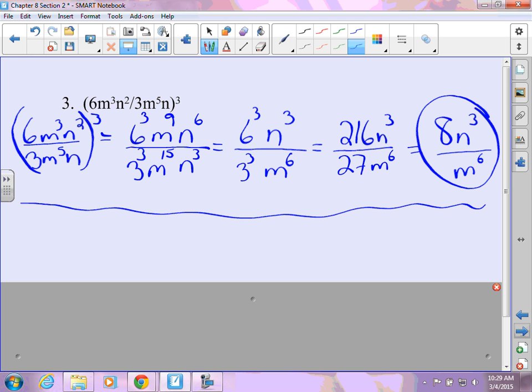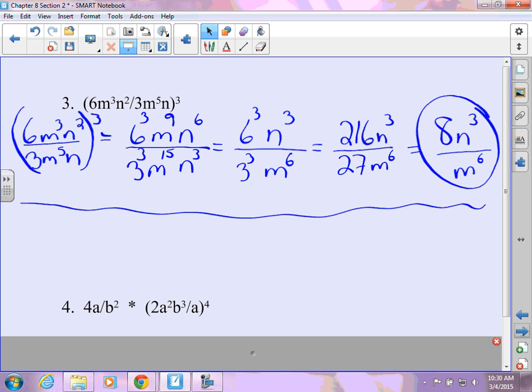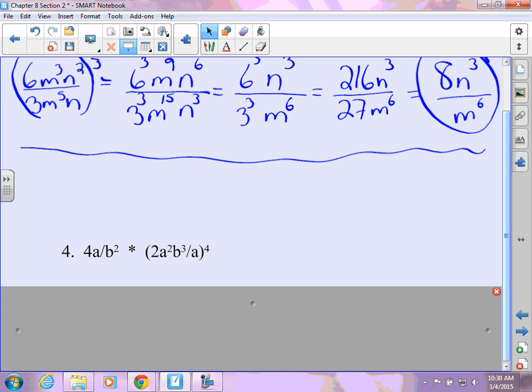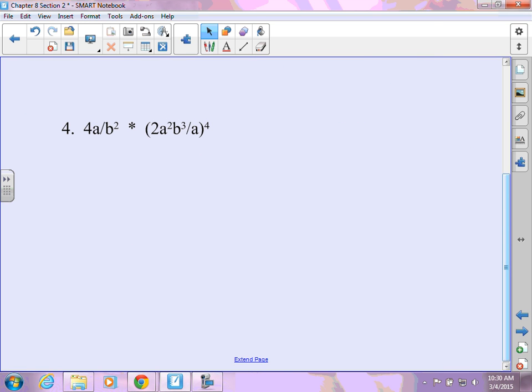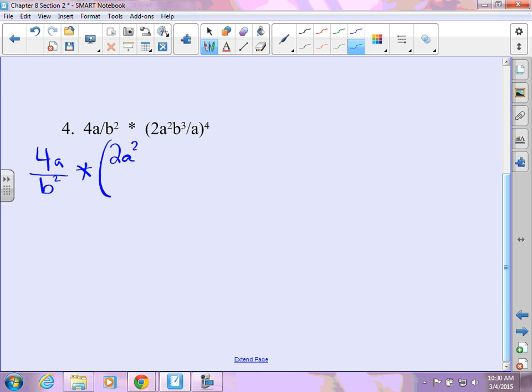All right, let's take a look at this last one now. I have 4a over b squared times parentheses 2a squared b cubed over a, and all of that is to the 4th. Okay. All right, I am going to give you a minute, and I am going to have you try this by yourself. And then we're going to get back together, and I'm going to see if you're right, right? So I'm not going to help you. I'm going to see if you can do it by yourself. And then we'll get back together and see how you did.